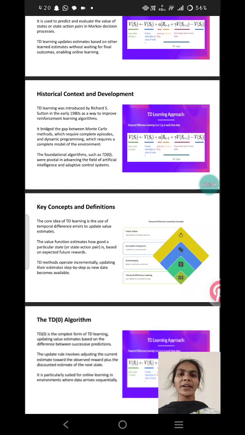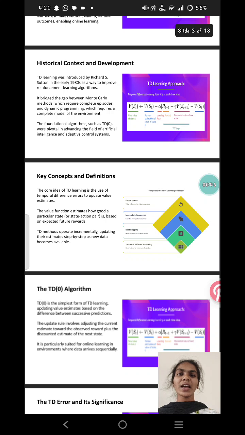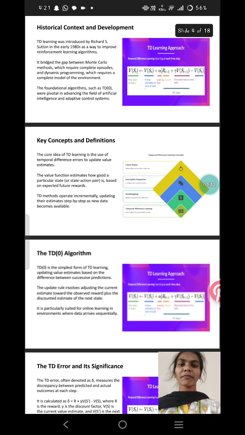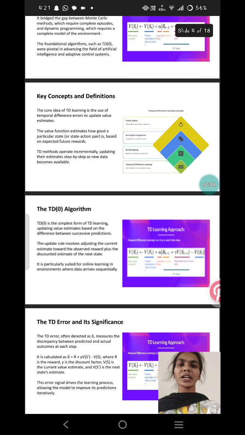Historical context and development of temporal difference learning. Temporal difference learning was introduced by Richard S. Sutton in the earliest 1980s as a way to improve reinforcement learning algorithms. It bridged the gap between Monte Carlo methods, which require complete episodes, and dynamic programming, which requires a complete model of the environment. The fundamental algorithms such as TD(0) were pivotal in advancing the field of artificial intelligence and adaptive control systems.